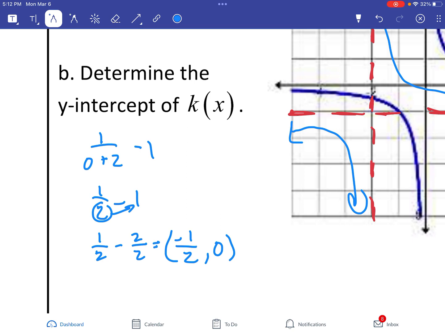As a point. Oh, sorry, that was an x-intercept. I apologize. Put it in the wrong spot. It should be 0, -1/2 because it's a y-intercept. My apologies for that.